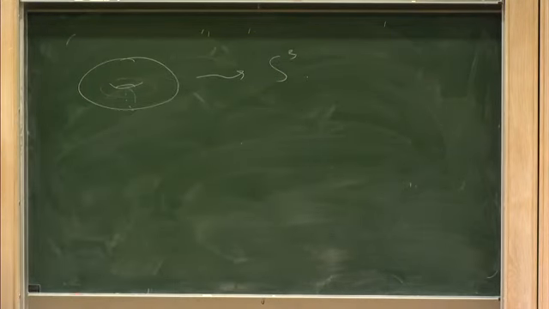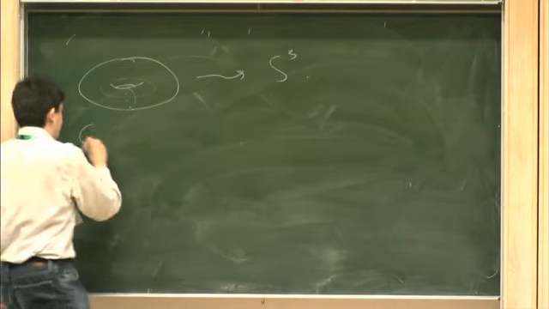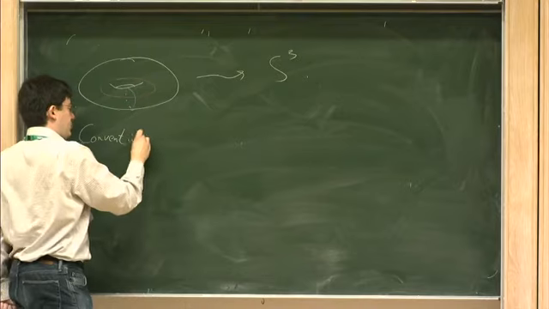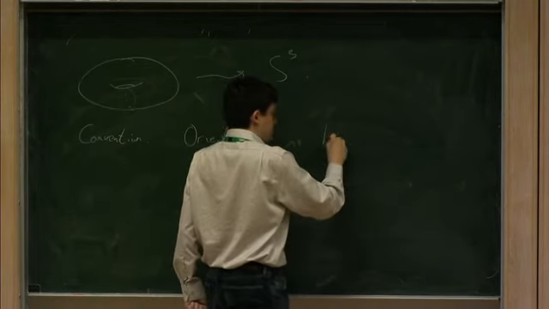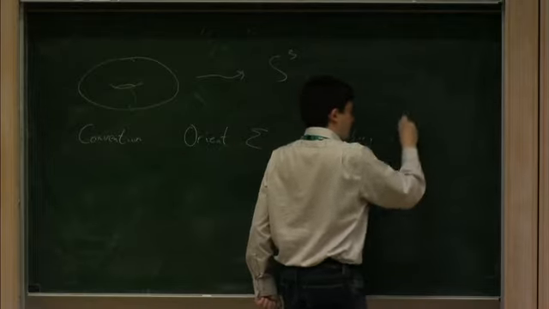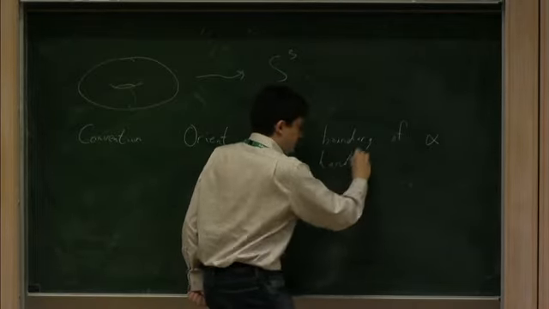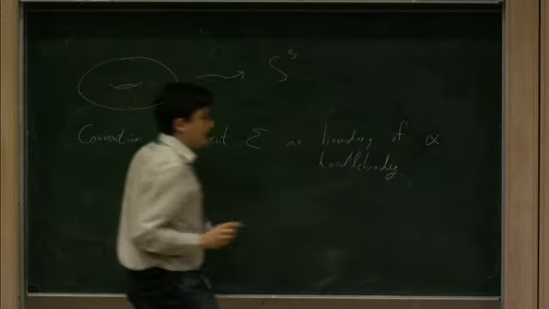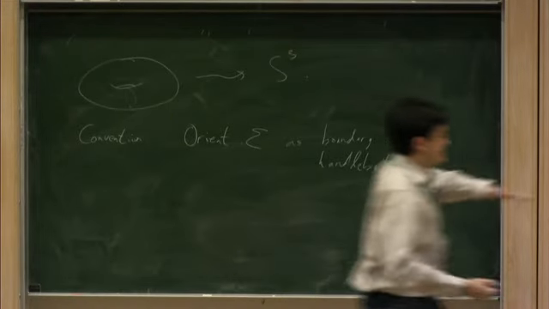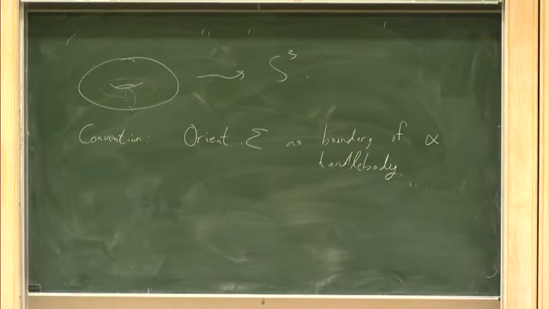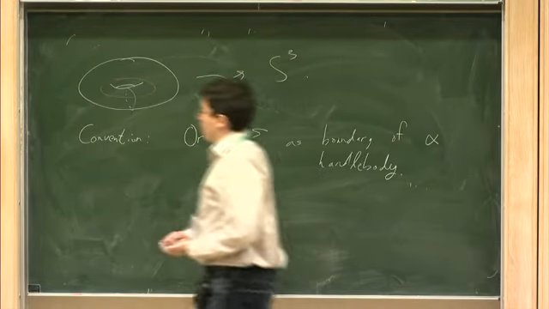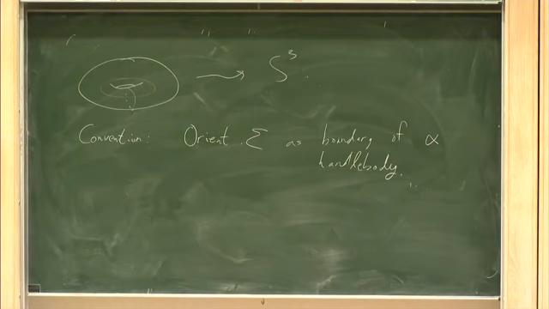the 3-sphere. Okay, a convention that we will always try to follow is that we orient sigma as the boundary of the alpha handlebody. Which is to say, everything that lives underneath the 3/2 level set, it's oriented as the boundary of that. Okay, so that's just going to be our convention. Great. So now, I guess I could draw some more examples of this.